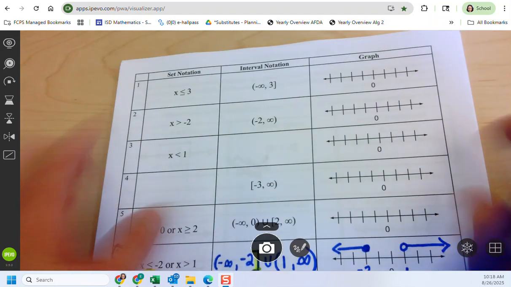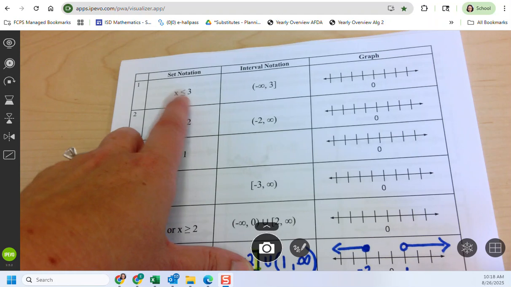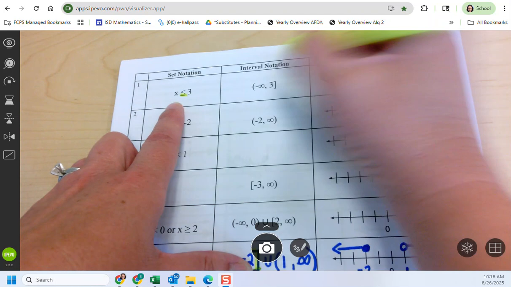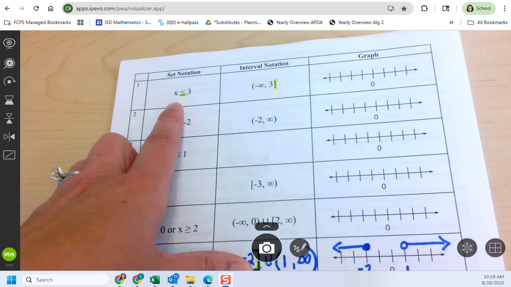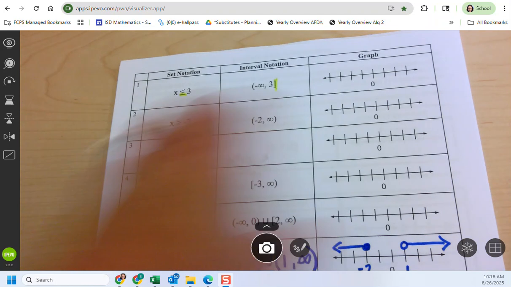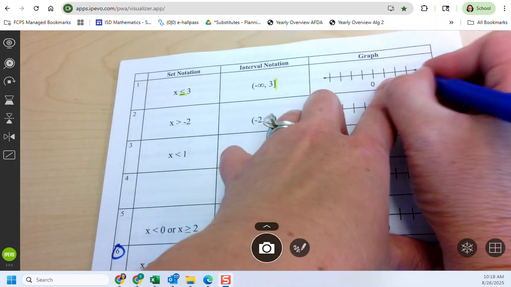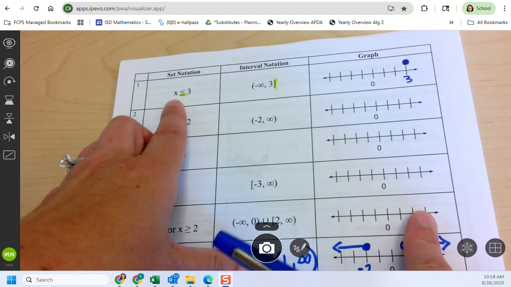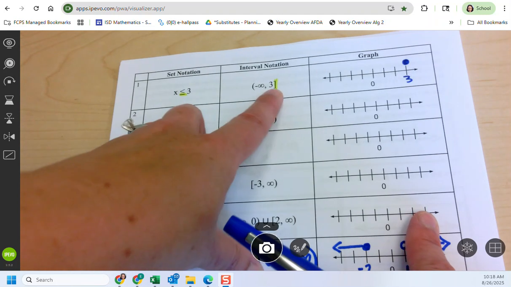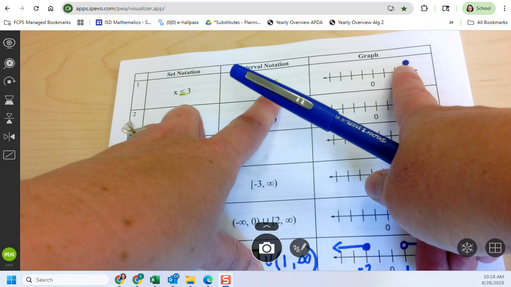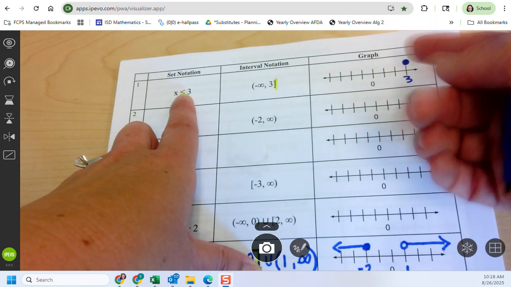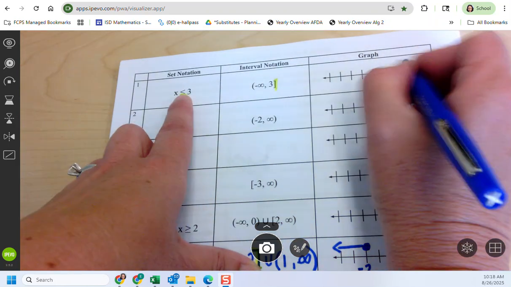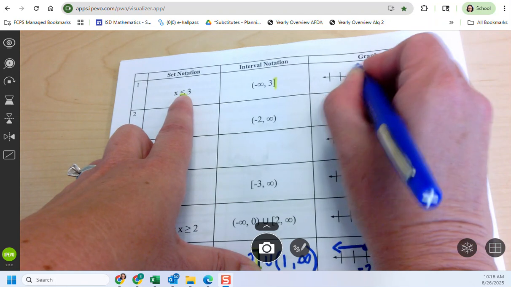All right, the first one is x is less than or equal to 3. Because it has the equal sign there, that also tells us that we're going to have a square bracket right here. And it also tells us that we're going to have a closed circle at 3. So all those things go together: equal sign, square bracket, closed circle. If x is less than 3, will the arrow go to the left or to the right? Left. The numbers less than 3 are on the left.